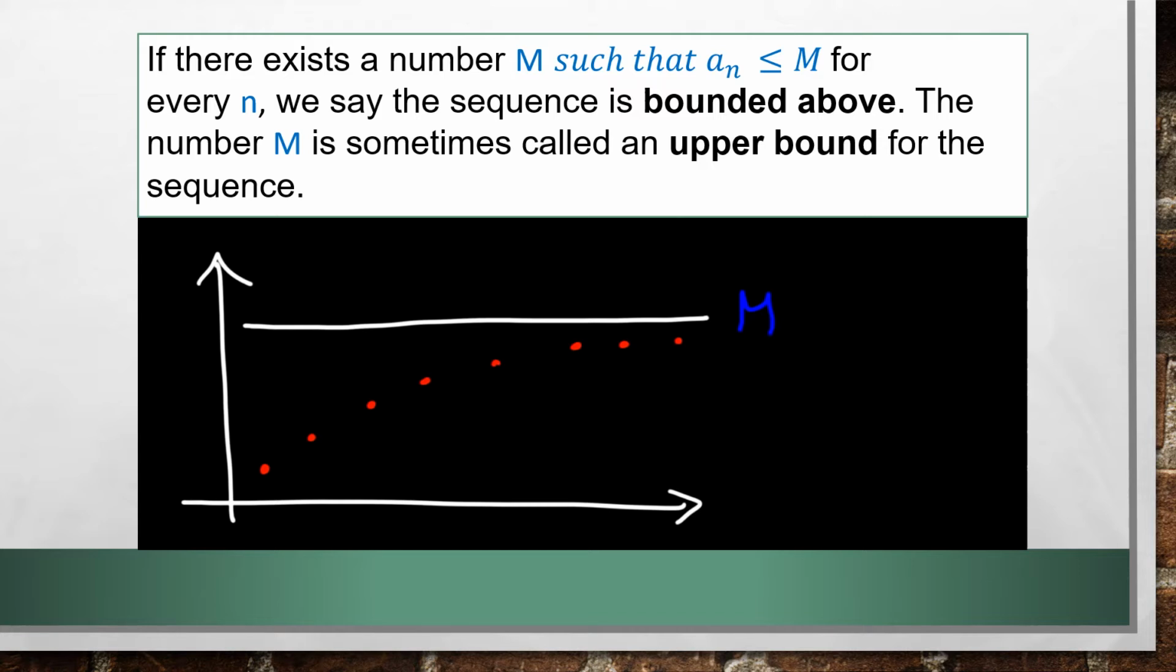In this example, the given sequence is monotonically increasing. And as you can see with the given graph, our sequence will either be equal to m or will not touch it, or no sequence term will go beyond the value of m. Hence, m is the upper bound of the given sequence.